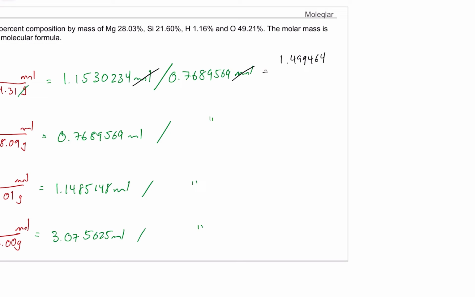1.499464. Now, this cannot be easily rounded up or down. Remember that our range is, for example, if we're looking at 1.01 to 1.09, we could round this down to 1. And if we had 1.91 to 1.99, we could round this up to 2. But 1.49 does not land in these ranges, so it can't be rounded up or down.